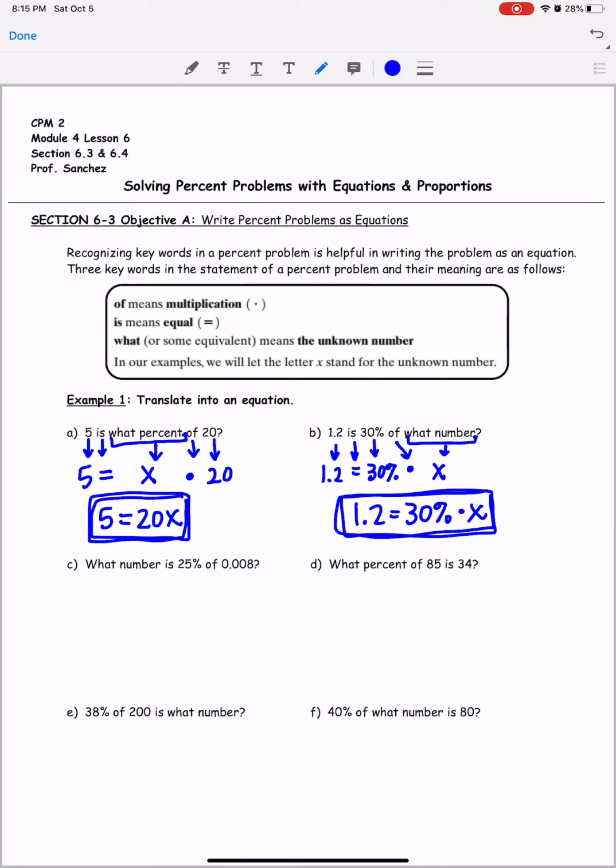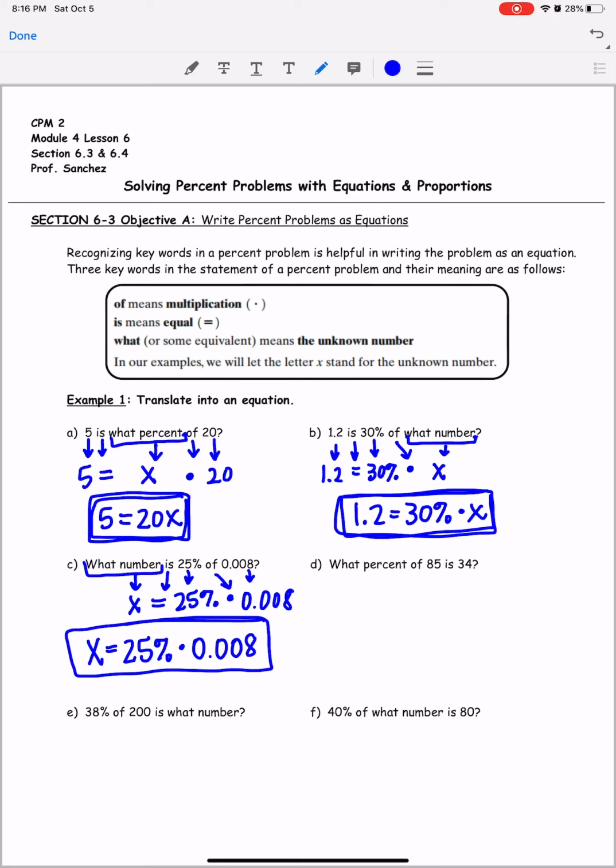Okay, so if you can't clean it up, but they can't all be cleaned up. On C, what number is 25% of 0.008? So what number is my X? Is my equal sign. 25% just simply comes down. Of is my times, and then this decimal 0.008. This is another one that we can't really clean up too much, so we'll just rewrite it down here. So X equals 25% times 0.008. Pretty straightforward.